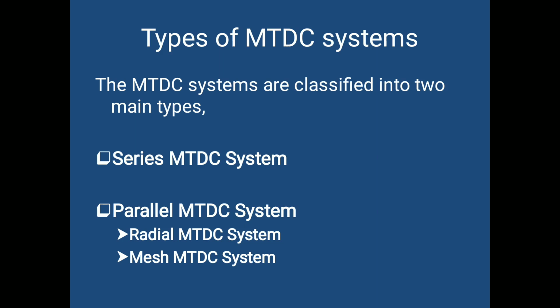So let us see the types of MTDC systems. There are two main types: one is the series MTDC system, the other is the parallel MTDC system. Under parallel MTDC systems, there are two types: one is the radial MTDC system, another is the mesh MTDC system. Let us see them one by one.